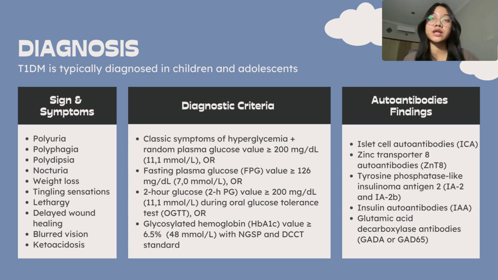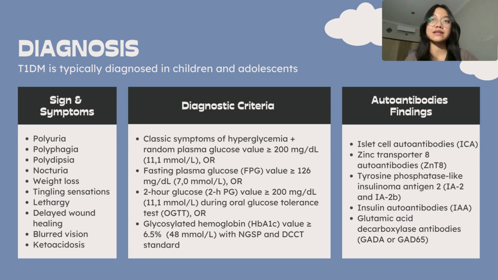The diagnosis of diabetes can be established if one of the following criteria is met. Classic symptoms of hyperglycemia, along with random plasma glucose value greater than or equal to 200 mg per deciliter, or fasting plasma glucose value greater than or equal to 126 mg per deciliter, or 2-hour glucose value greater than or equal to 200 mg per deciliter during oral glucose tolerance test, or glycosylated hemoglobin value greater than or equal to 6.5% with NGSP and DCCT standard.